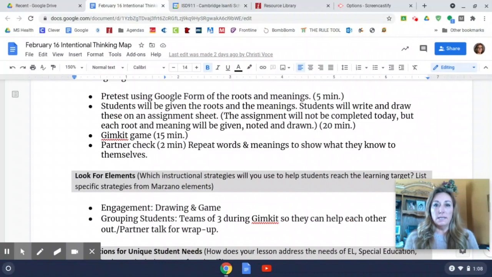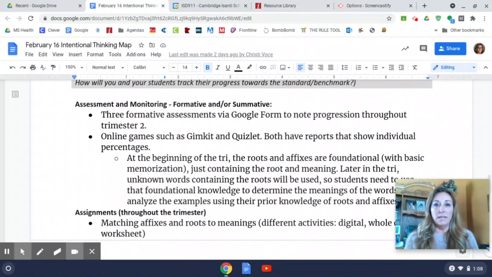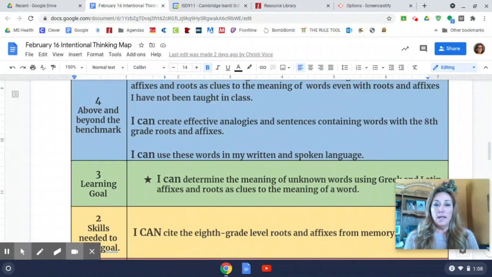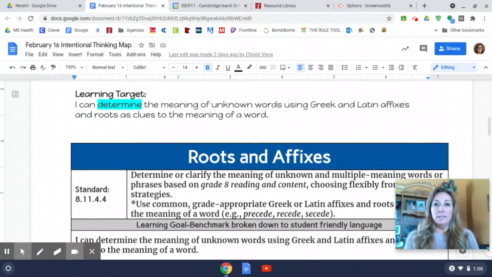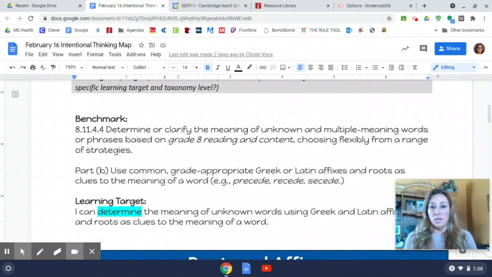What happens to this then is that you will use this during your planning conference when you're meeting with your observer, and you'll talk through your lesson. And this actual intentional thinking map will be added to iObservation. It'll be scanned in and added to iObservation after your observation is complete.